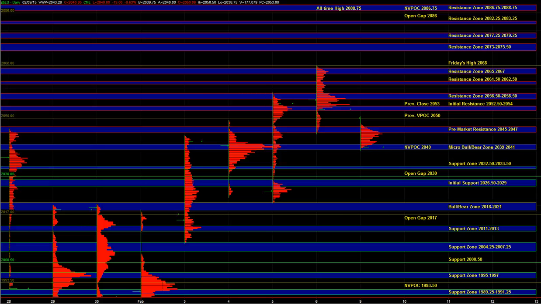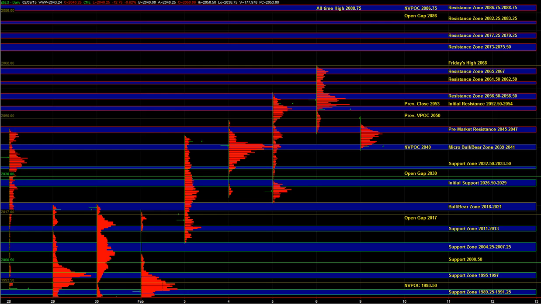So heading into the open, we're going to be using 39 to 41 as the micro bull bear zone. And holding at the zone doesn't necessarily mean that the market is very strong, but it would indicate a lack of weakness in the market, or at least a continued lack of weakness in the market. And from 39 to 41, we could see a move back up towards 45 to 47. That's essentially the overnight balance.